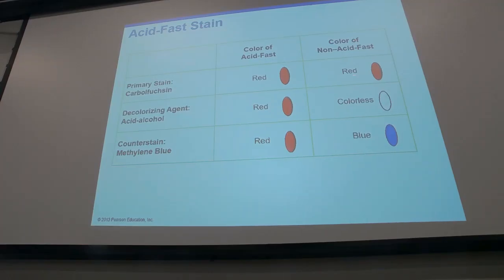If you have non-acid-fast, like in the case of the right side column, and acid-fast in the left side column, both of them in the first step will stain red. Then second step, which is decolorizing, only acid-fast will remain red, while the non-acid-fast will be colorless. And then in the last step, only the non-acid-fast will stain blue because it doesn't have this carbolfuchsin in the cytoplasm.